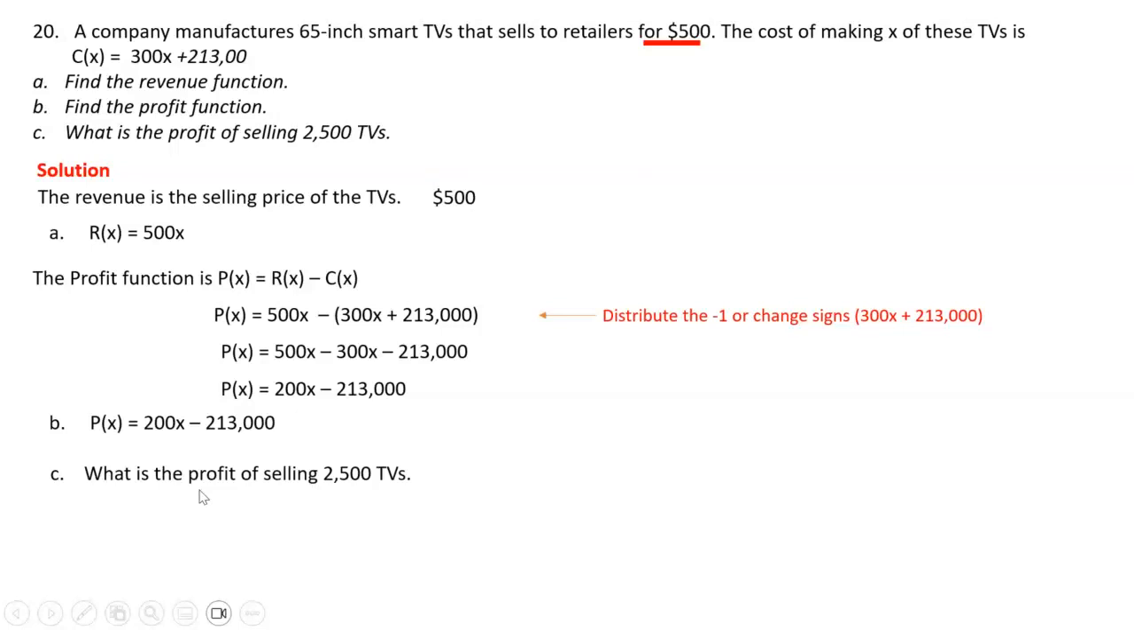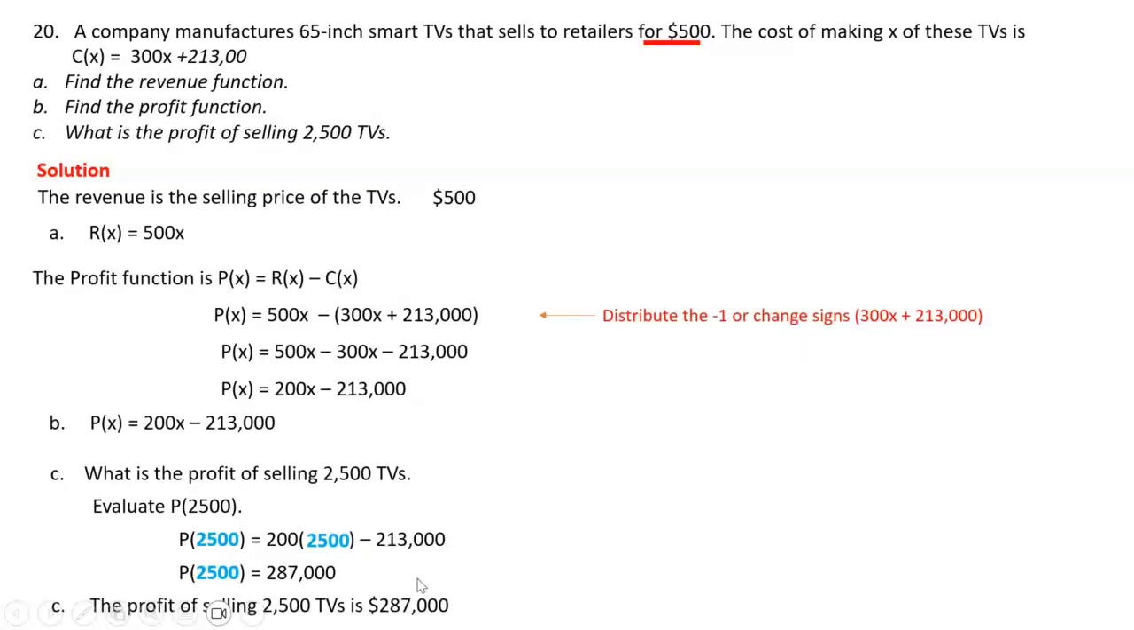Now for part C, what's the profit of selling 2,500 TVs? That only means that we need to evaluate the profit function at 2,500. So all we do is plug in 2,500 for the x in the profit function. We use a calculator, so the answer will be 287,000. So the profit of selling 2,500 TVs is $287,000. That's my profit.